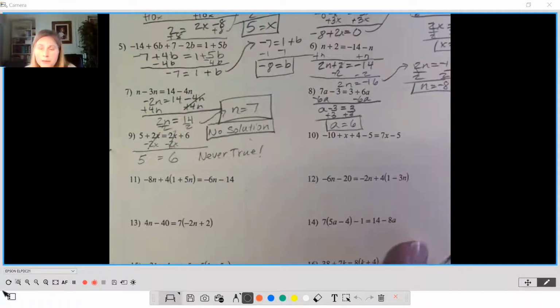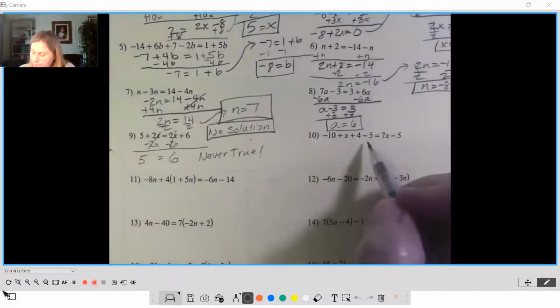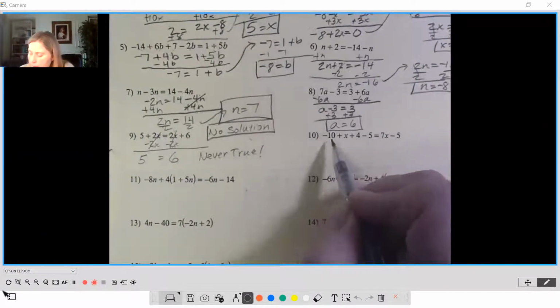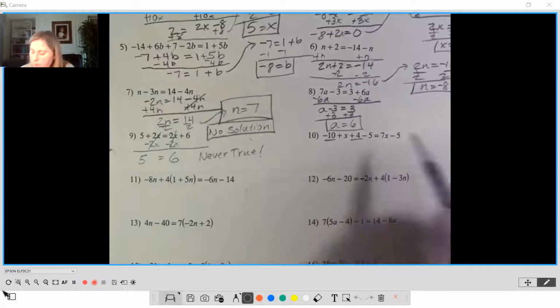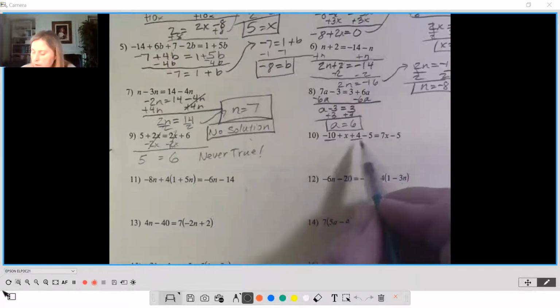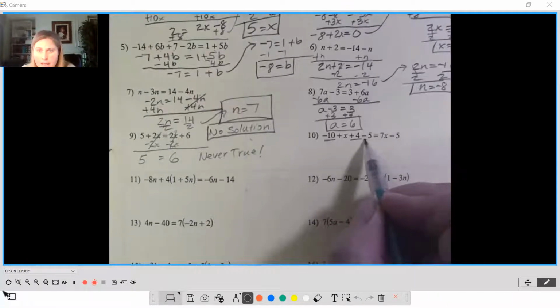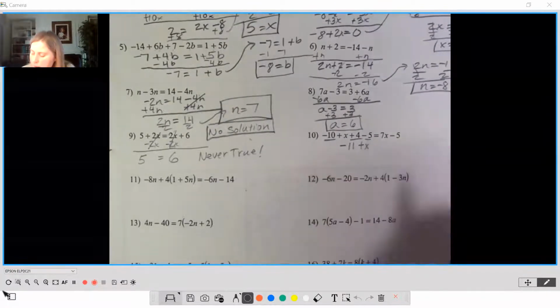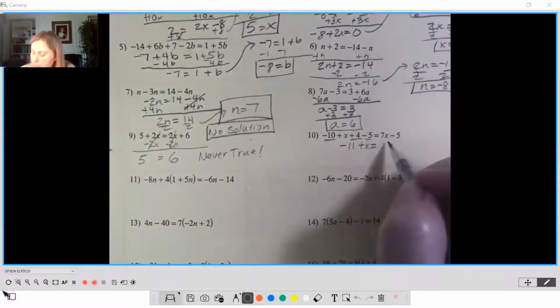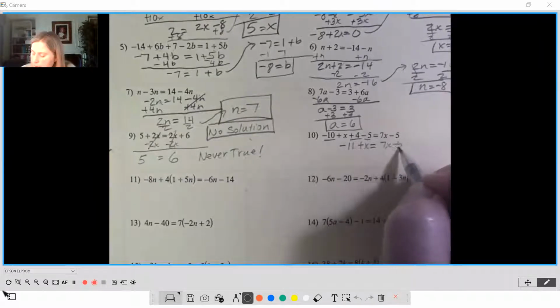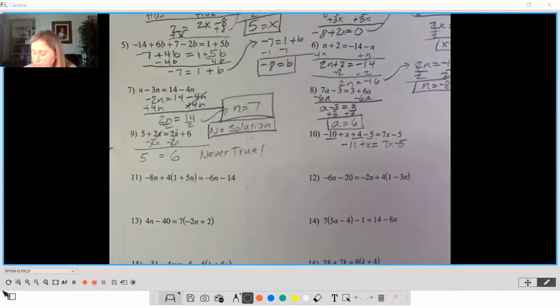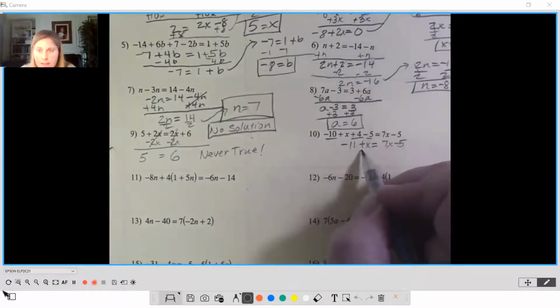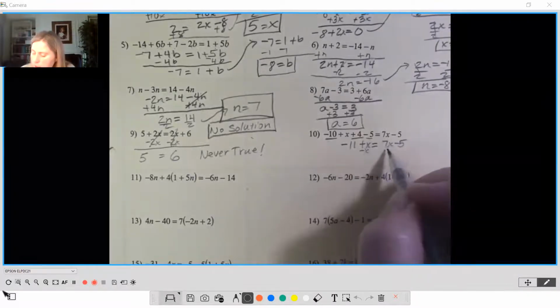The left side, we need to combine like terms. Negative 10 plus 4 is negative 6. Negative 6 minus 5 is negative 11. So we have negative 11 plus x. Bring down the equal sign. 7x minus 5. So we'll subtract x from each side to get all of our x's together on the same side of the equal sign.